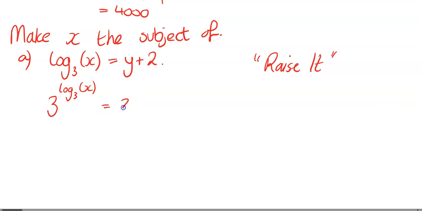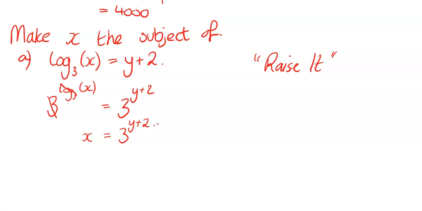As long as I do that on the other side, that's mathematically fine. So then the log base 3 and 3 will cancel out. The x will drop down, and we have 3 to the power of y plus 2. There we go, done. We've got rid of it. We've got x on its own. X is now the subject. Problem solved.